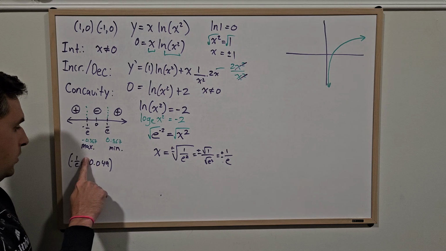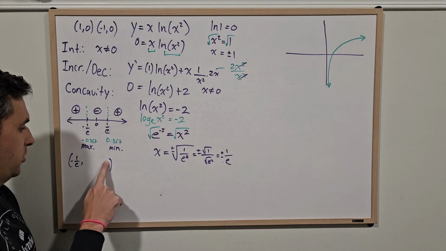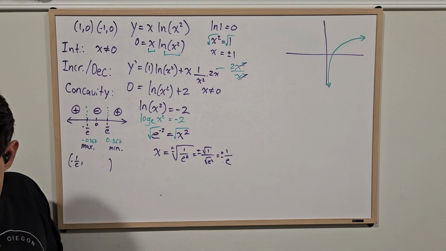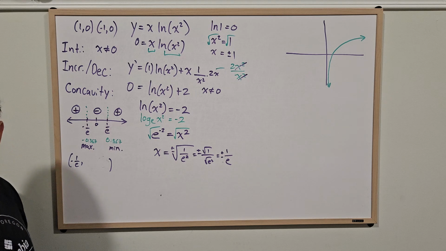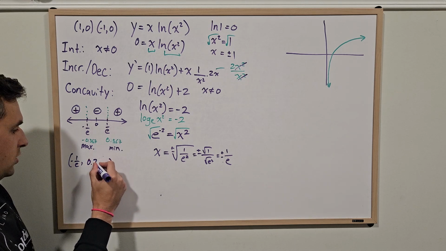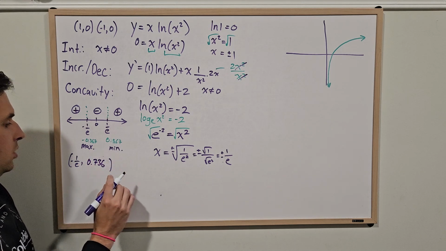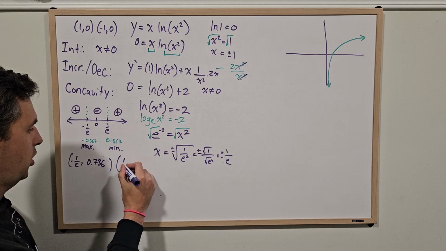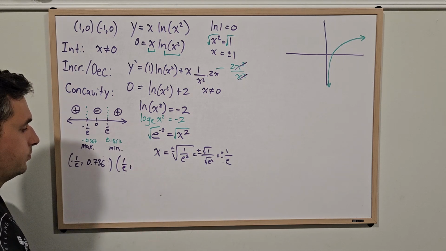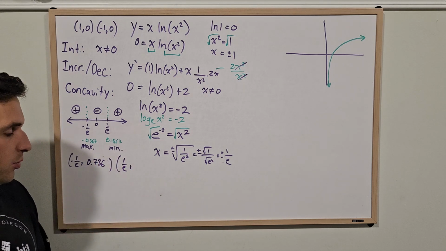Sorry. It is a positive number. I made a mistake there. I forgot to take the natural logarithm. So it's going to be 0.736, and then here plugging in positive 1 over e. That's going to give me my minimum value.